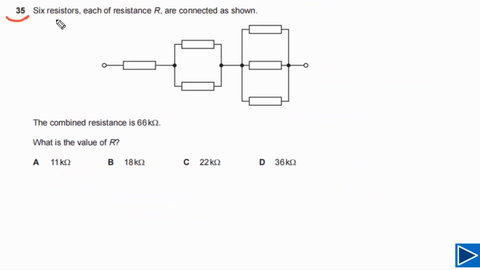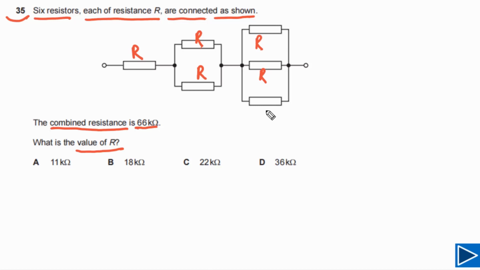For question number 35, it is given to us 6 resistors, each of resistance capital R, are connected as shown in this figure. The combined resistance of all these resistors is equal to 66 kilo ohms. We need to find out what the value of R is. Very straightforward question. So this resistor has resistance R. The resistance of this one is also R. Resistance is R. Resistance is R. Resistance is R. And the resistance of this resistor is also R.